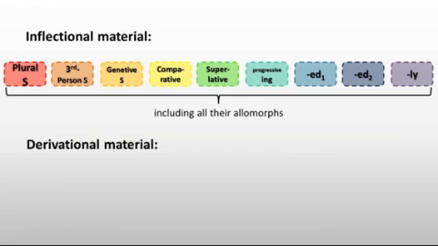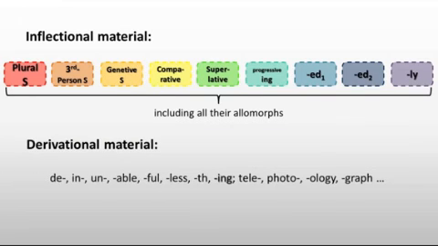And finally, what we can use for derivation, and that would be all sorts of affixes like de, in, un, able, less, full, ing, which in this case forms gerunds, and combining forms like tele, photo, ology, graph, as well as any other existing lexeme. This should suffice for now.